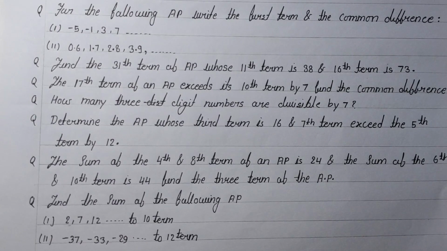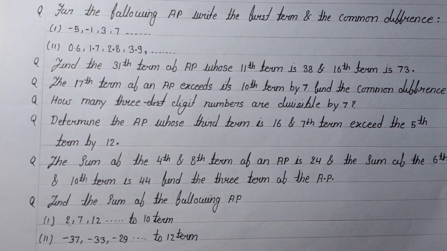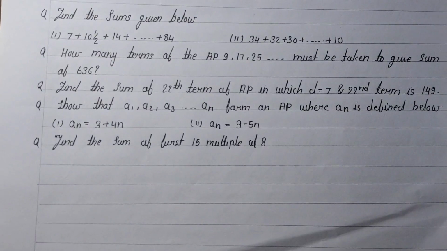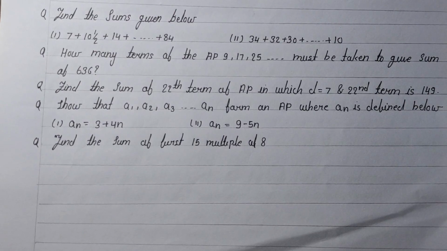Next, find the sum of the following APs. These are the APs. Next, find the sum of the given below. Number 1, 7 plus 10 1 by 2 plus 14 plus ... plus 84. Next, 34 plus 32 plus 30 and so on plus 10.